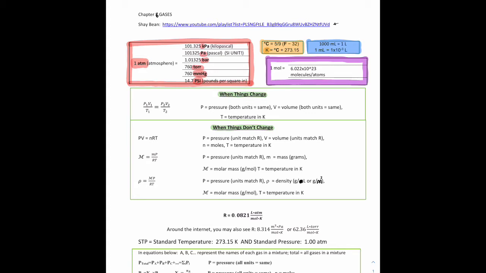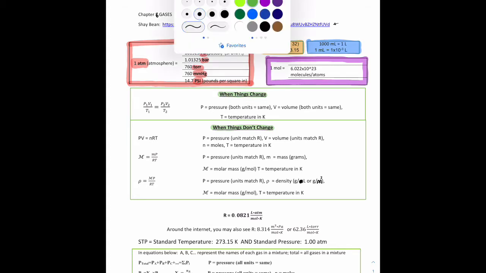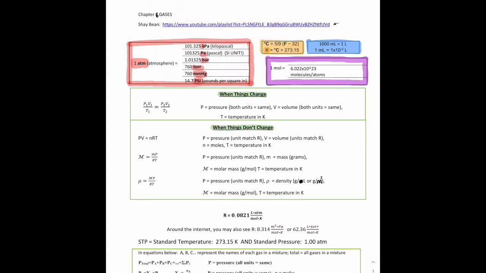All of these equations contain temperature units. We're going to start with this temperature unit. Notice here's a T for temperature, here's a T for temperature, here's a T for temperature, here's a T for temperature, and a T for temperature. That's because gases are very dependent on the temperature of the container or the surroundings. They're very dependent upon that.